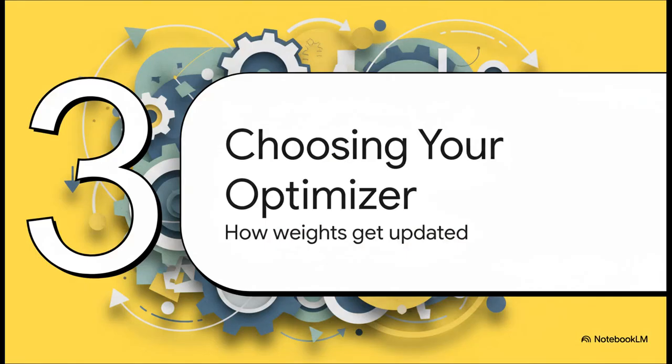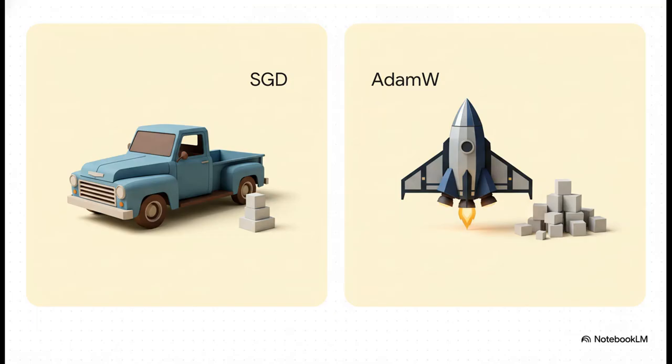Let's zoom in on that final, crucial fourth step, the update. This isn't just a random tweak. It's guided by a specific algorithm we call an optimizer. The optimizer is like the driver. It takes the directions from backpropagation and decides exactly how to turn all those knobs. And let me tell you, the kind of driver you choose makes a huge difference. Now, two of the most common drivers you'll run into are SGD and AdamW.